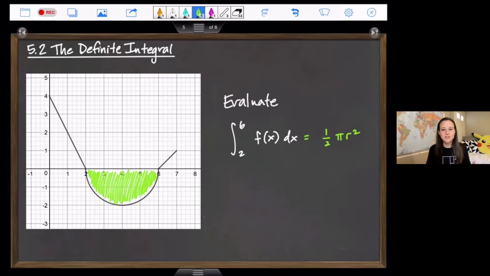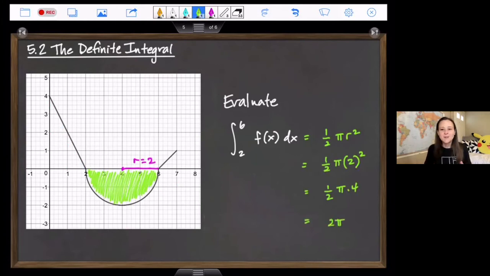And let's see what the radius of our circle is. Here's the center, and the radius looks like it's just equal to 2 tick marks. So my area is going to be 1/2 pi times 2 squared. So that's 1/2 pi times 4. And then we'll just reduce the 4 and the 2. So I'm going to get 2 pi.